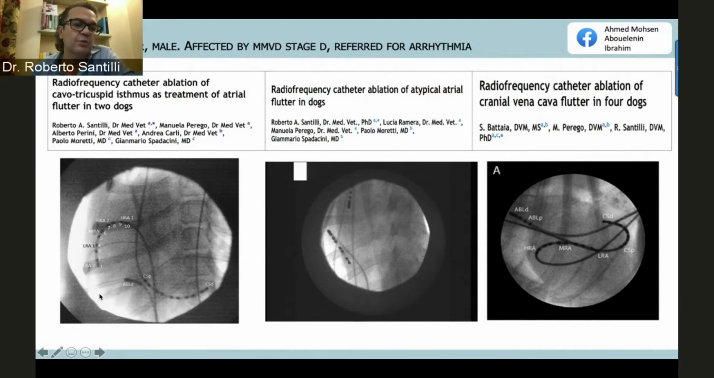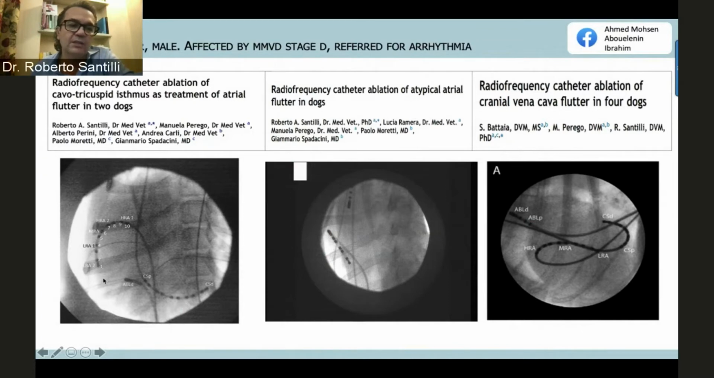The cavo-tricuspid isthmus is an area of slow conduction between the entrance of the caudal vena cava and the septal leaflet of the tricuspid valve. And this is where the classification of flutter comes from: it is according to the positioning of the isthmus, so the area of slow conduction.